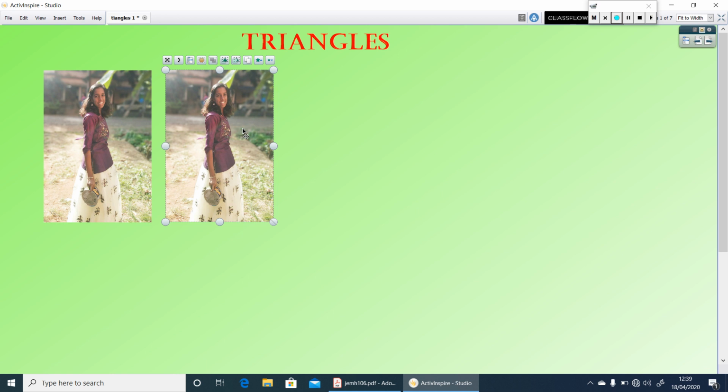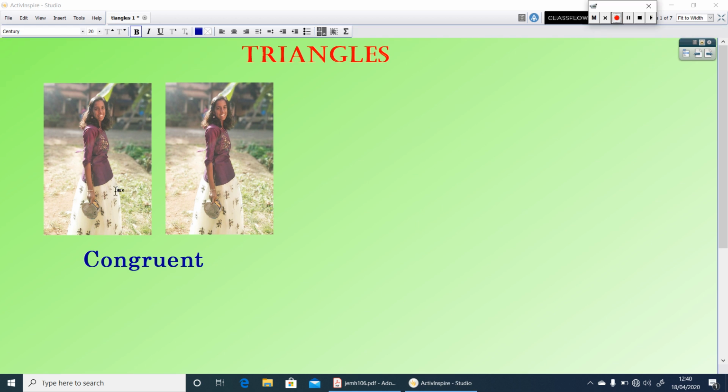Now these two photos look the same, meaning they have the same size and of course they have the same shape. Such figures we can call congruent figures. So these two photos we can say they are congruent. Now let me take another copy of this same photo.